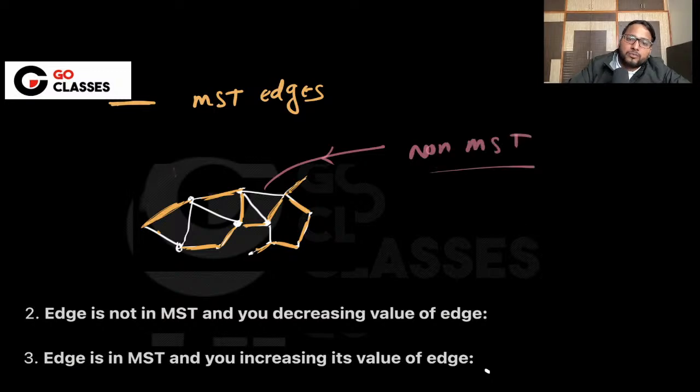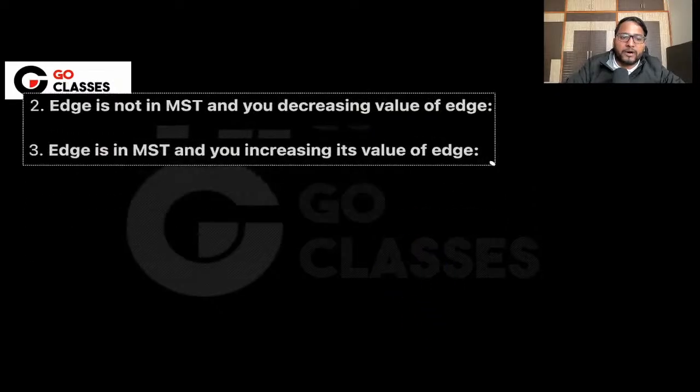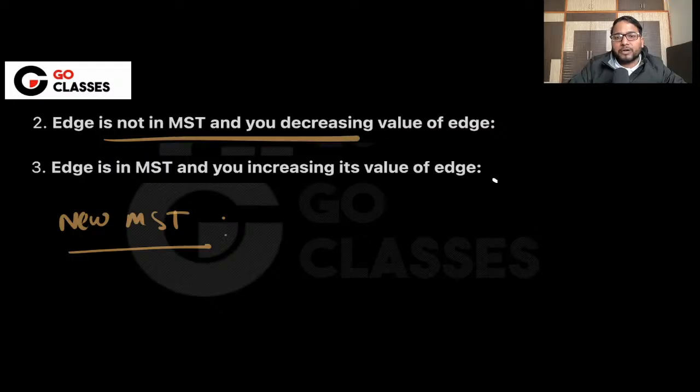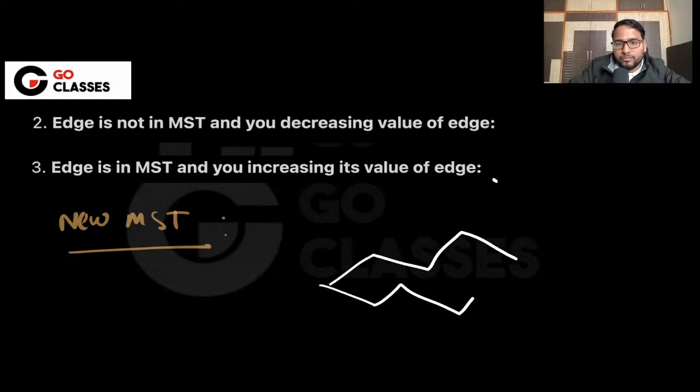And what you do, you increase this value. If you increase the value of the non-MST edge, then how to find the new MST? Let's just check how to find the new MST. Can you suggest any way how to find the new MST? If the edge is not in MST and you decrease it, what can you do? That's very easy actually. Let's suppose a non-MST edge and you decrease this value.